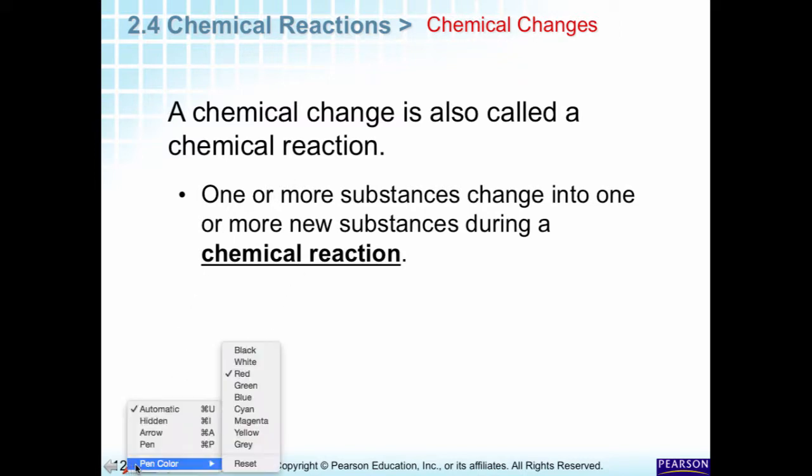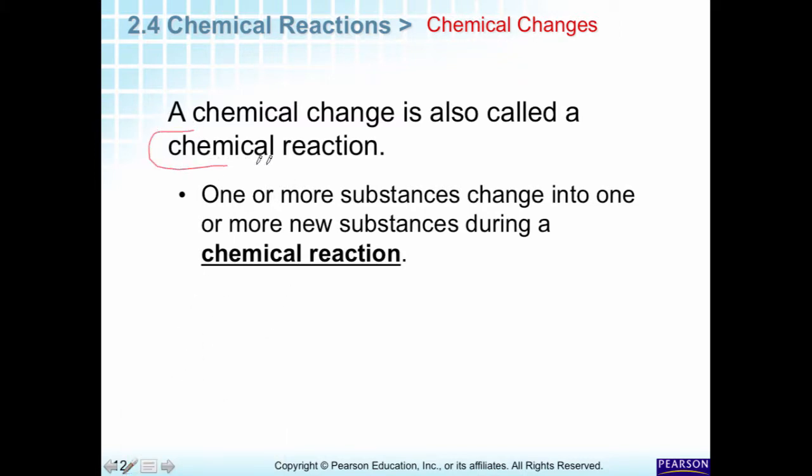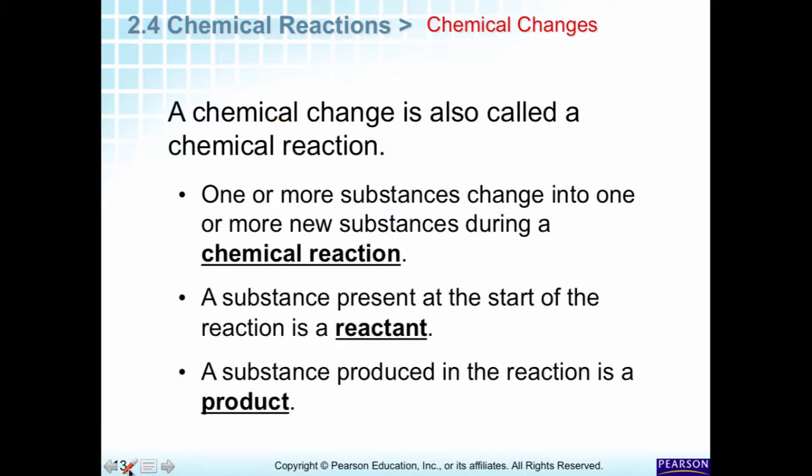So what is another name for a chemical change? Yes, a chemical reaction has occurred. So whenever we have one or more substances changing into new substances, we have had a chemical reaction. What do we call a substance present at the start of the reaction? This is easy. It's called a reactant. And something that's produced is a product at the end of the reaction. So we have reactants in the beginning, products at the end.